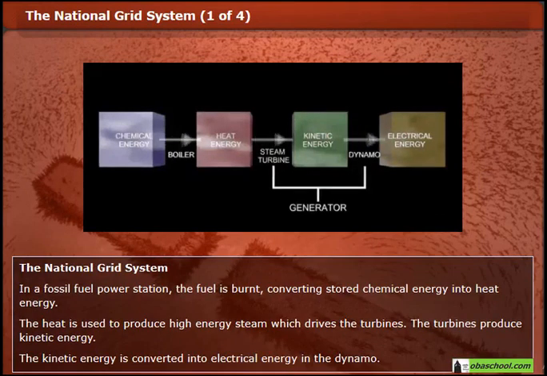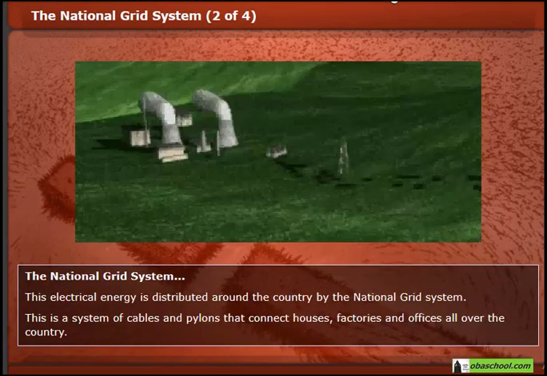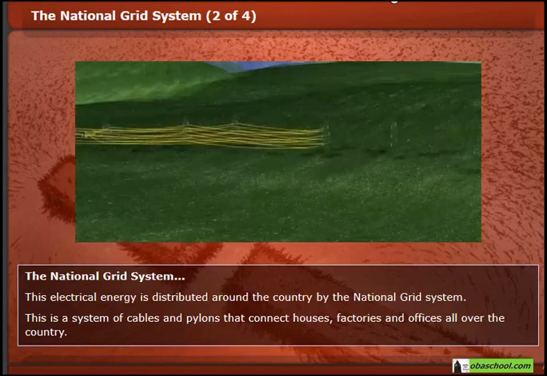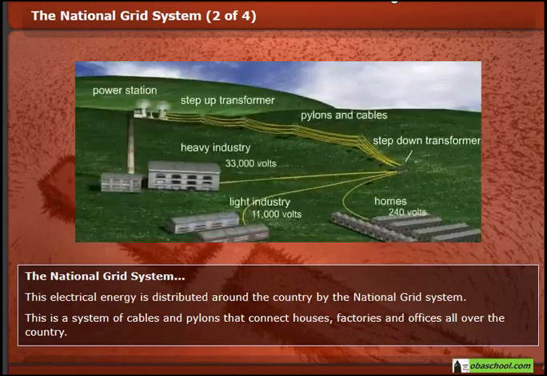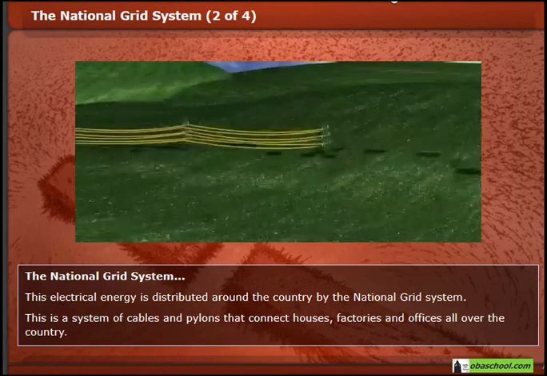The national grid. In a fossil fuel power station, the fuel is burnt, converting stored chemical energy into heat energy. The heat is used to produce high-energy steam, which drives the turbines. The turbines produce kinetic energy. The kinetic energy is converted into electrical energy in the dynamo. This electrical energy is distributed around the country by the national grid system. This is a system of cables and pylons that connect houses, factories and offices all over the country.